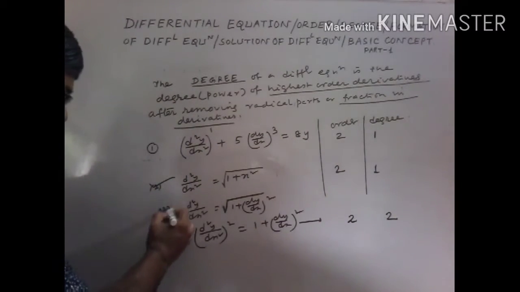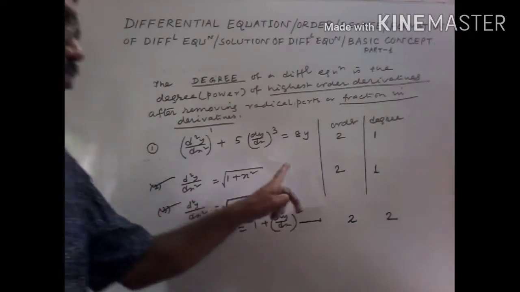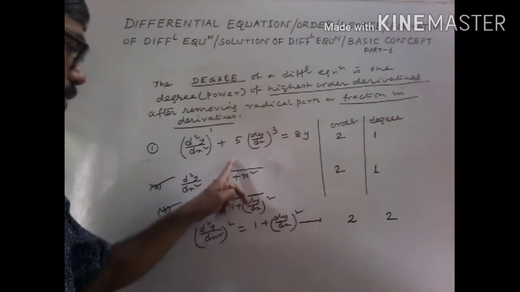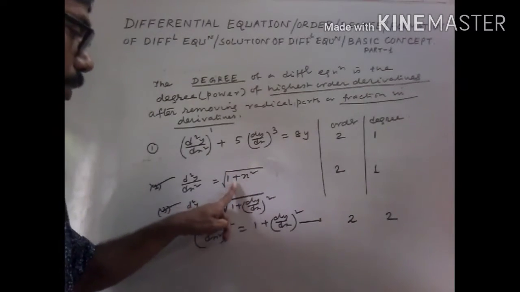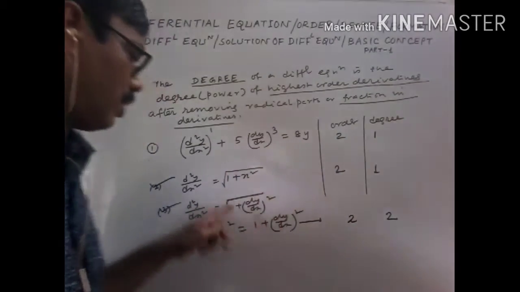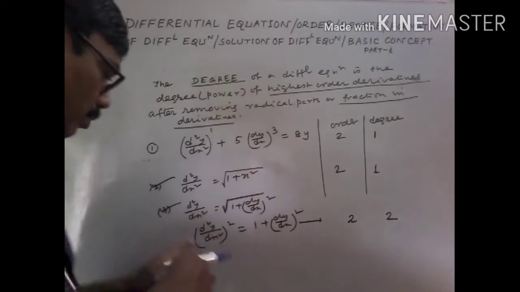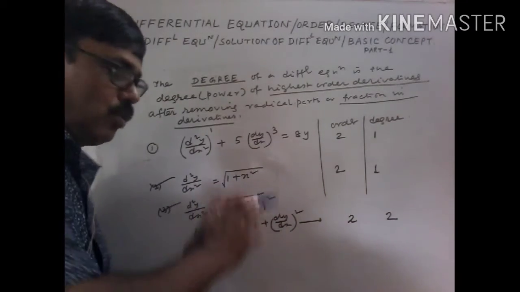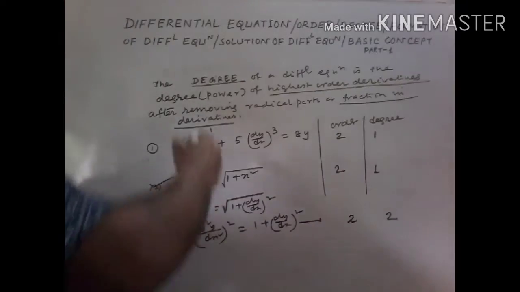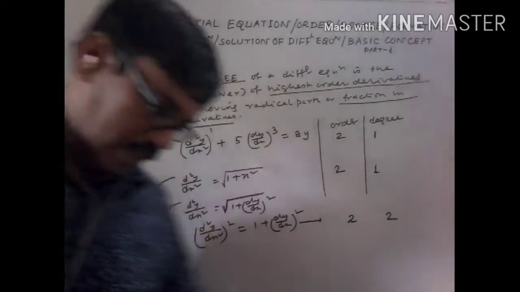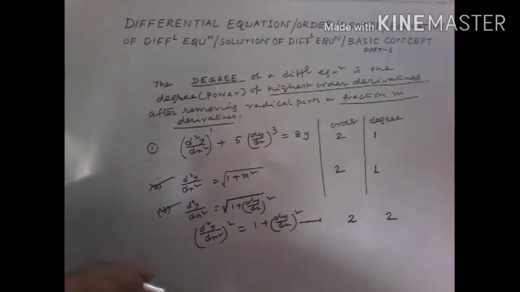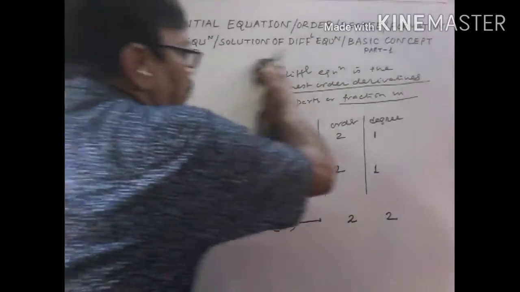Look, that is why we are considering examples 2 and 3. Here there is no need of taking the square, since the square root occurs in x. If it is in x or y, no need. But if it is in the derivative, you have to remove it. So that is the degree of a differential equation. Let us take an example.